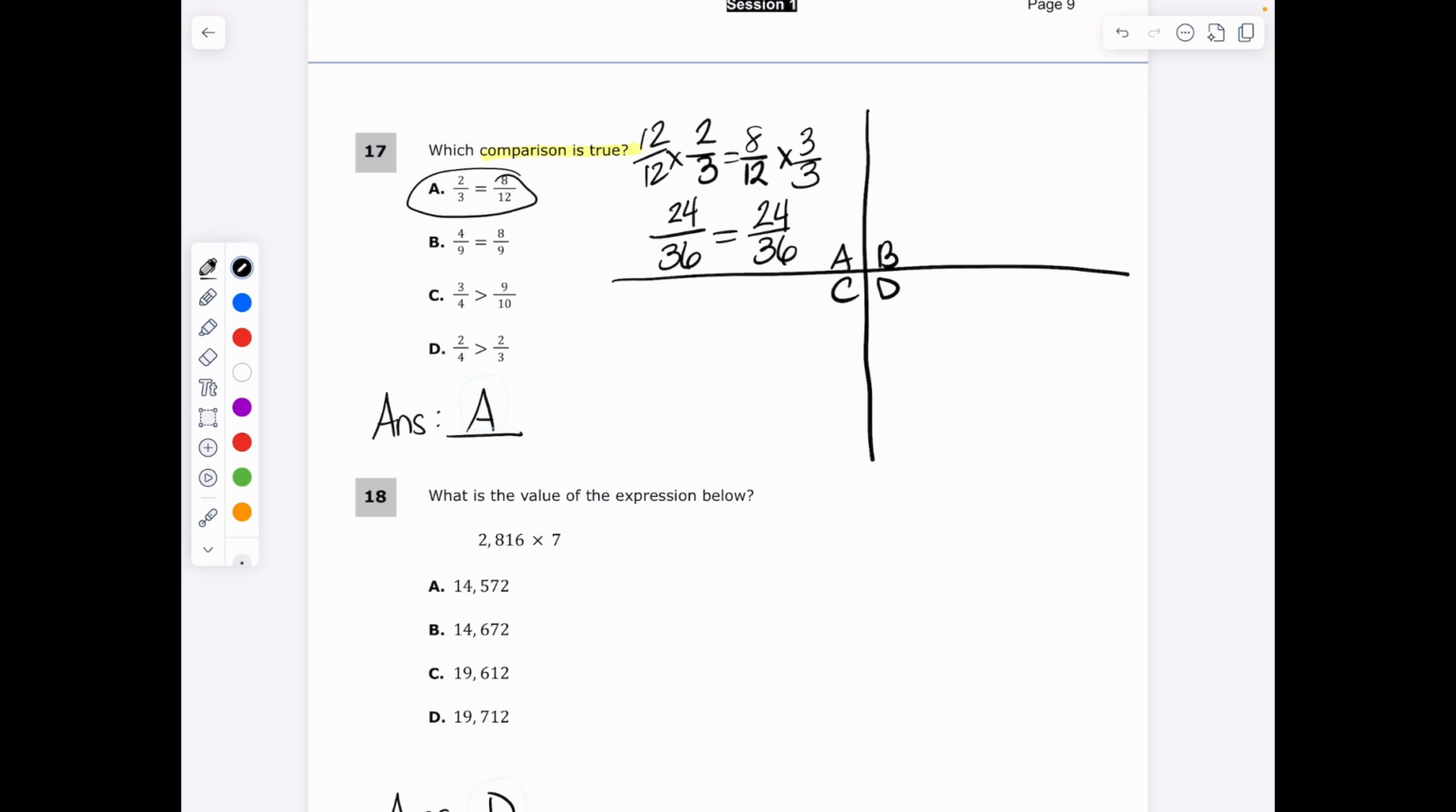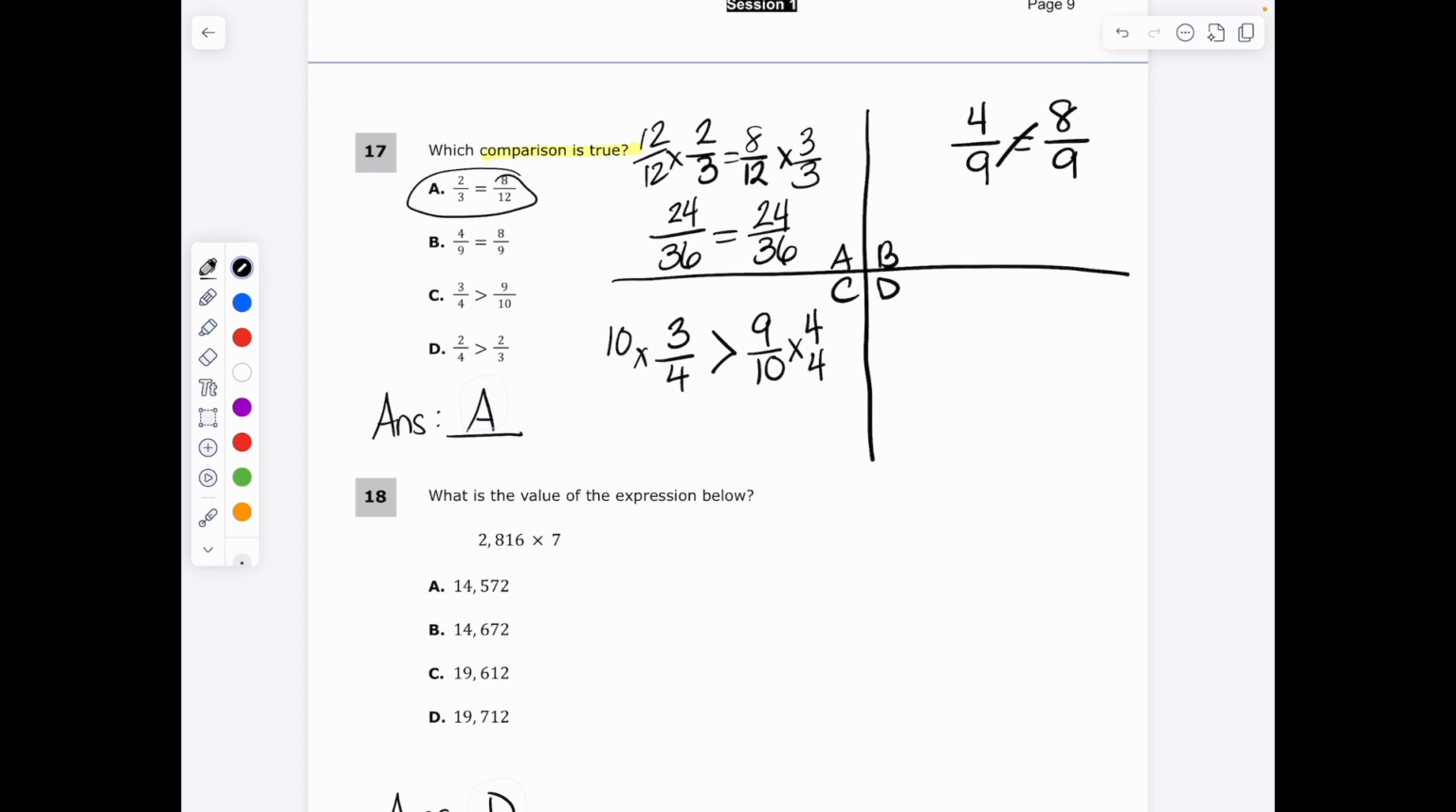Now with the next one, with B, even though I have the answer, I want you just to see this one. These two already have the same denominator. So I can tell they're not equal because 4/9 is going to be less than 8/9. Done. With C, they're using a comparison symbol. Doesn't matter. I'm still going to use the same method because I want my denominators the same. I want them to be 40.